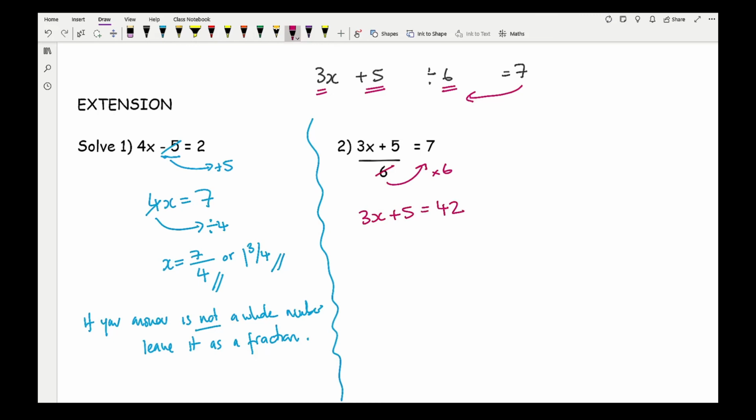The next thing I need to get rid of is a plus 5. So opposite of adding 5 is to take away 5. So I've got 3x equals 42 take away 5, which is 37. And then I've got to get rid of the 3, so I do that by dividing by 3. So x equals 37 divided by 3, and again I can leave it as that because I can't work that out, or if you really wanted to, you could write it as a mixed number, so that would be 12 and 1/3, and there is our final answer.